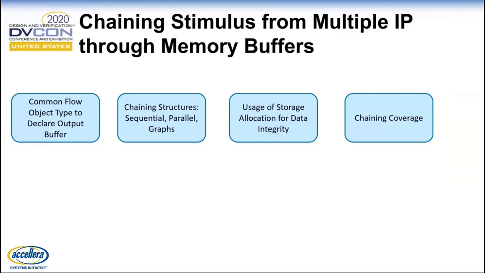We use the address core library from the standard to enable data integrity, meaning that you have parallel data moving from one place to another, and they're not stepping on each other. And we're also interested in the coverage. How well did I cover the different IPs and the different memory spaces when doing this chaining?